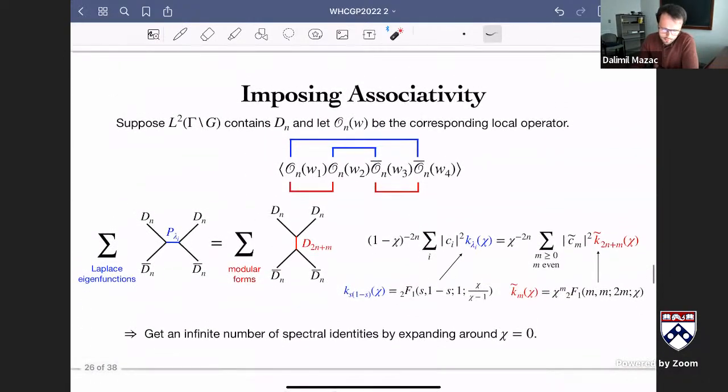And now the thing that we need to do is to impose associativity, which we can do most efficiently by considering the four-point function. So let's suppose that we have a holomorphic form of weight 2n. So there's some discrete series representation inside here, and O_n is the corresponding local operator. Then we consider the four-point function like that and expand it in two different channels using the OPE. So we get two different infinite sum representations of the same quantity.